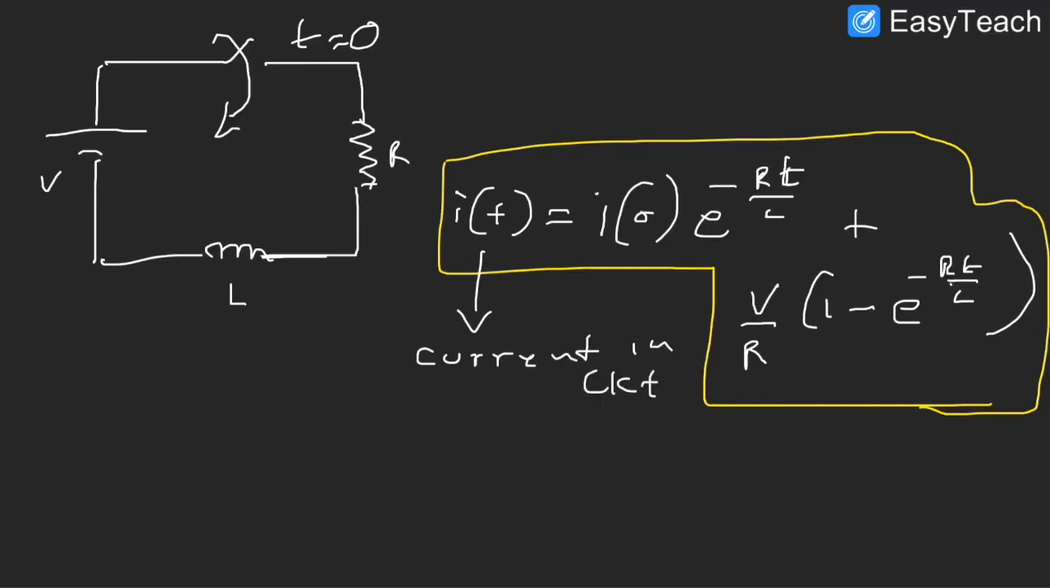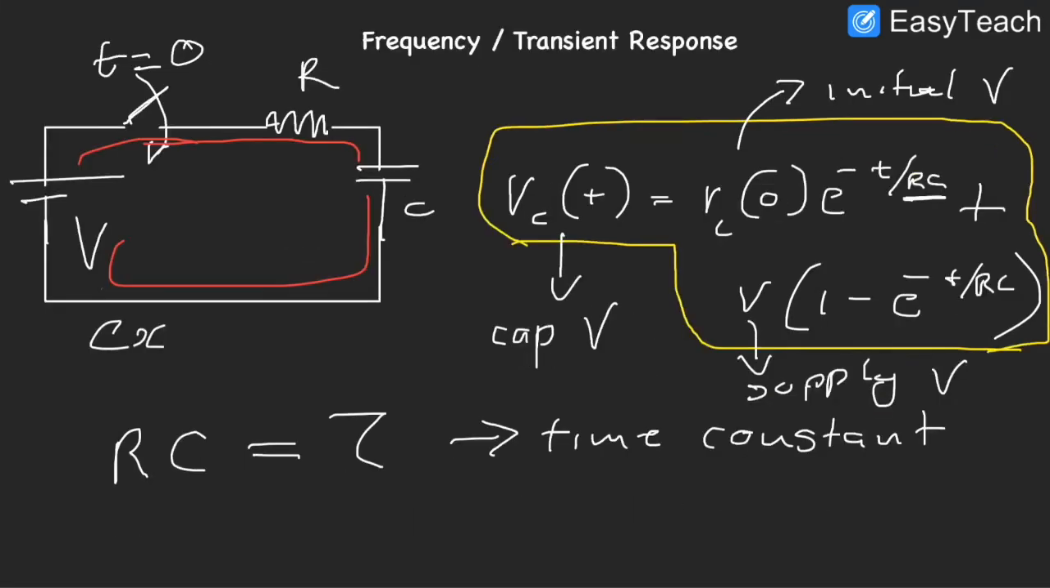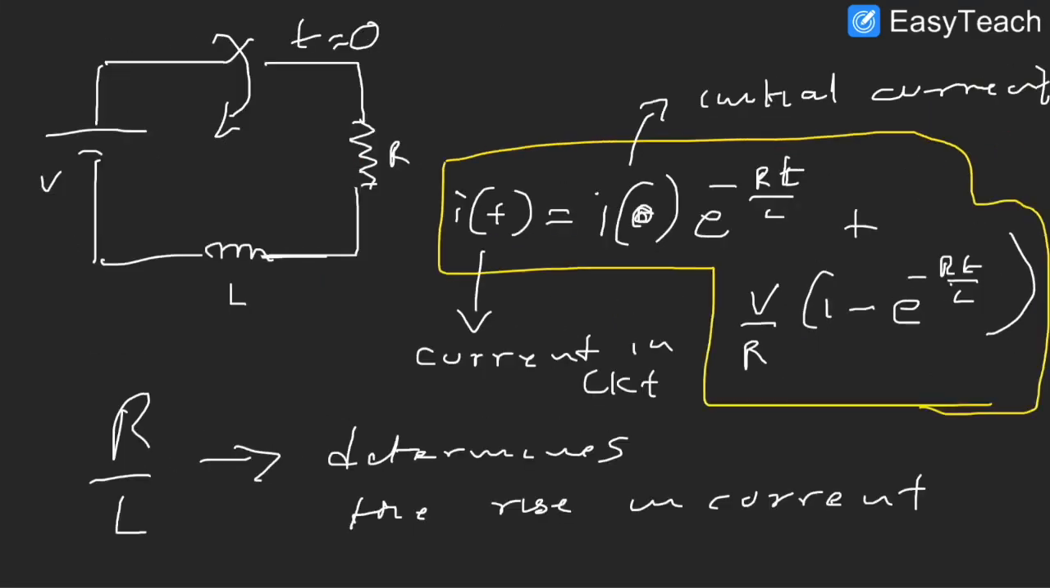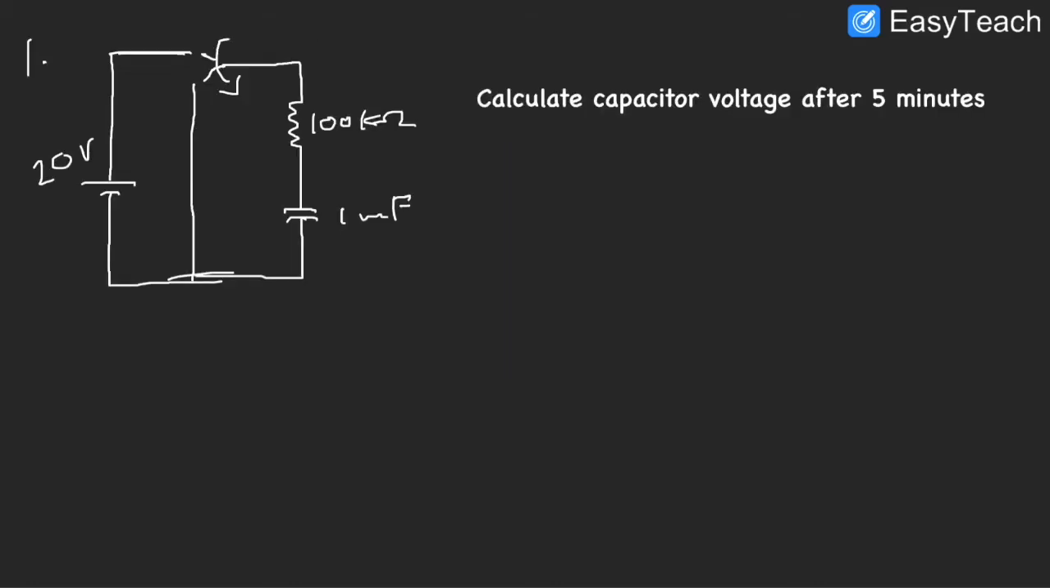Once again you see the I at 0 value. This is the initial current, if there is already some current flowing in the circuit. And here we don't have RC, but instead we have R by L. If you remember these two expressions that I have circled in yellow, way to go. We can solve all problems. We just need to know what each term means, and sometimes it can get confusing. So without further ado, let's solve some problems.